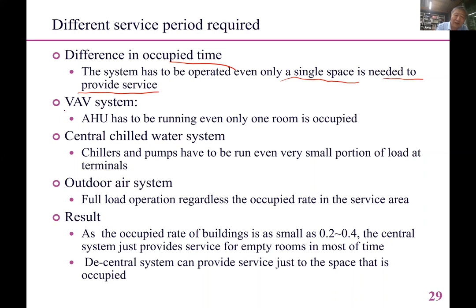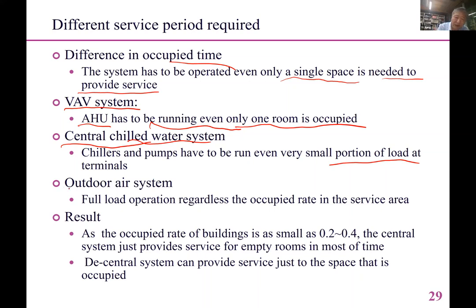Then for a VAV system, for instance, because there's only one air handler serving 20 or 30 rooms, they have to run it even if only one room is occupied. Then you have the central chilled water system: even if only a very small portion of the load or terminal needs chilled water, you have to run the whole network.